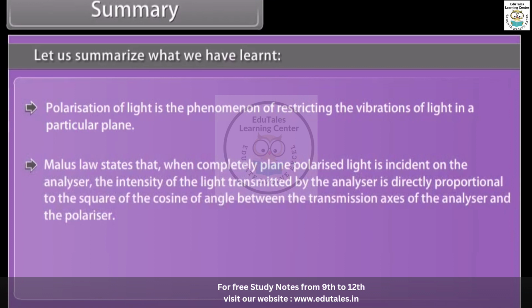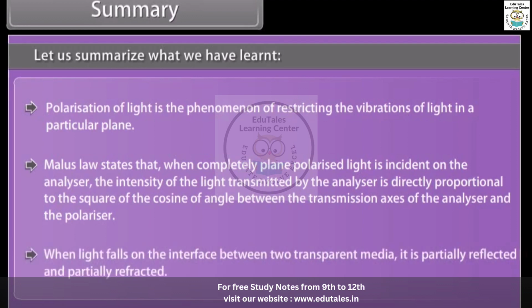Malus' Law states that when completely plane polarized light is incident on the analyzer, the intensity of the light transmitted by the analyzer is directly proportional to the square of the cosine of the angle between the transmission axes of the analyzer and the polarizer. When light falls on the interface between two transparent media, it is partially reflected and partially refracted.